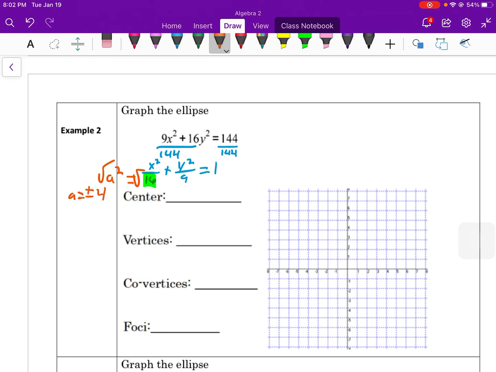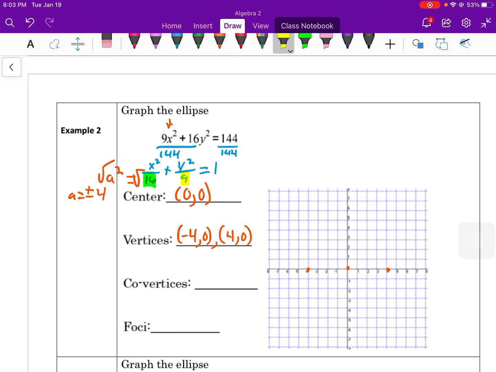So the major axis is the x-axis. For the vertices, which live on the major axis, we have negative 4, 0 and 4, 0. And all these examples will be centered at 0, 0, the origin. So negative 4, 0 is 4 units to the left, and 4, 0 is 4 units to the right.